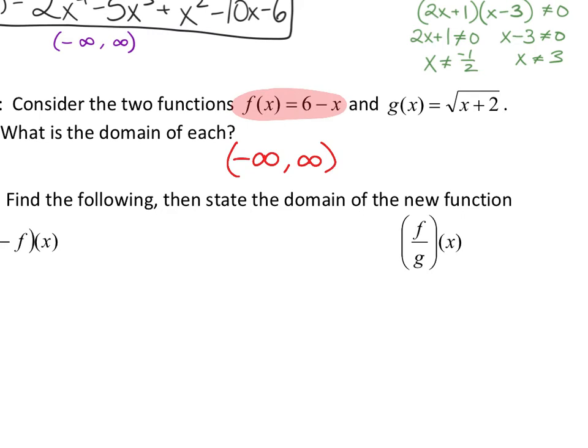And what type of function is g? Square root. Now we know there's a restriction for square roots, that the stuff underneath the square root, called the radicand, has to be greater than or equal to 0. That would mean that we solve quickly this inequality, and we know that x has to be greater than or equal to -2. Therefore, the domain would be greater than or equal to -2, which is bracket -2, comma, infinity, parentheses.